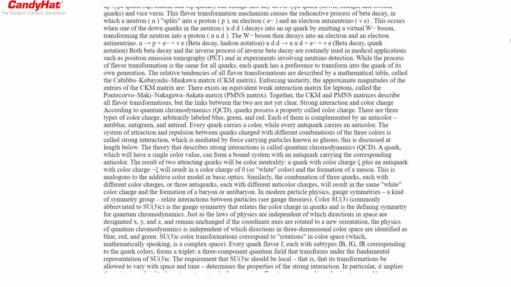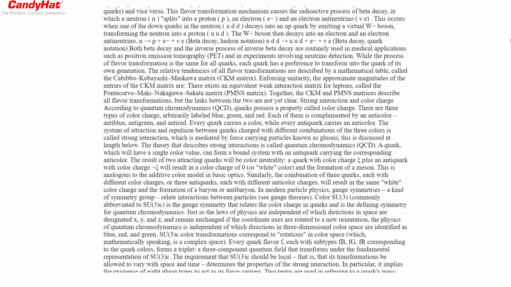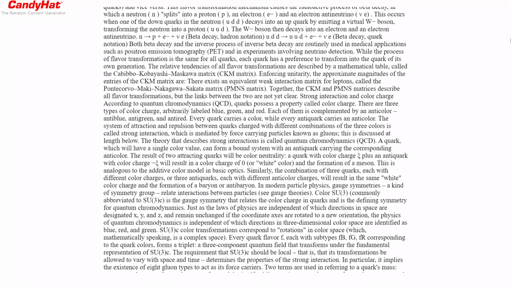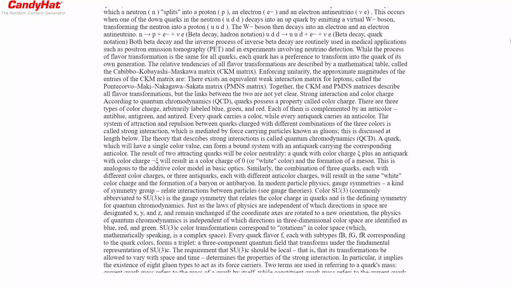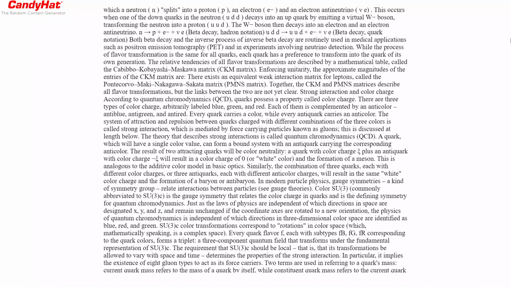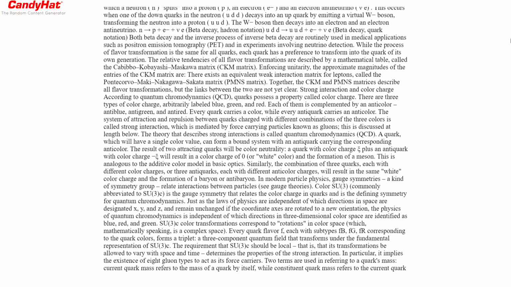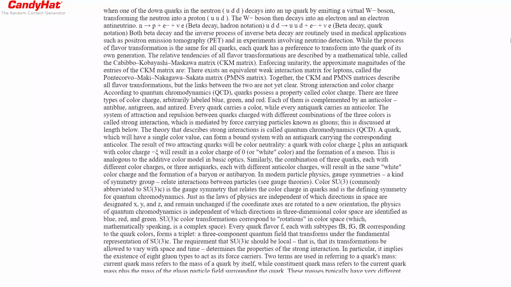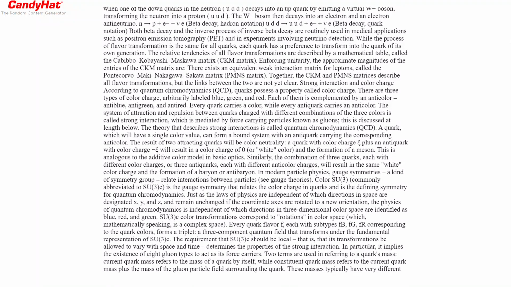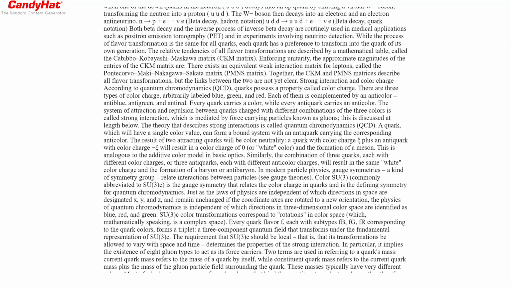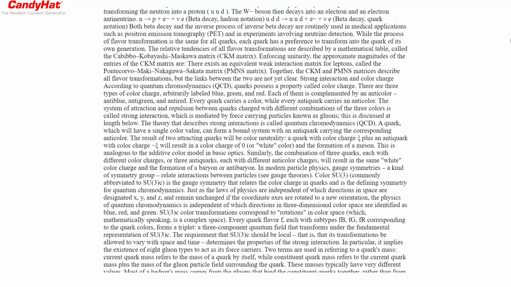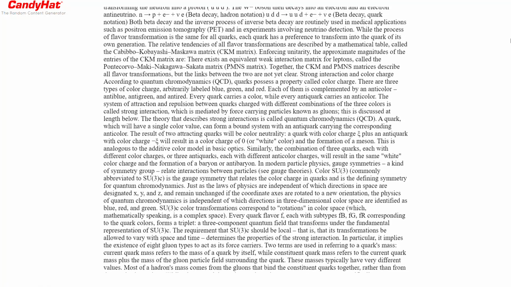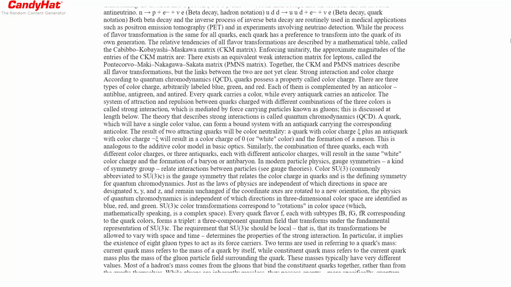Every quark flavor f, each with subtypes fB, fG, fR corresponding to the quark colors, forms a triplet, a three-component quantum field that transforms under the fundamental representation of SU(3)c. The requirement that SU(3)c should be local, that is, that its transformations be allowed to vary with space and time, determines the properties of the strong interaction. In particular, it implies the existence of 8 gluon types to act as its force carriers.